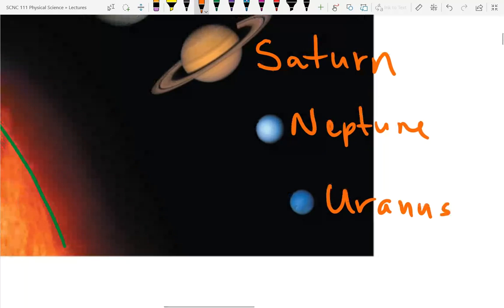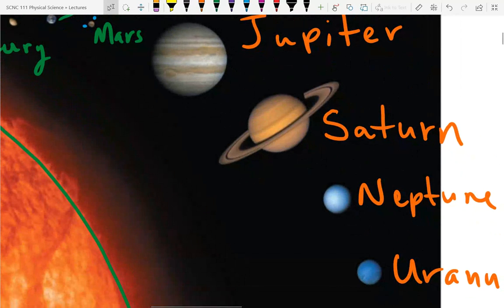These here are all much bigger than the terrestrial planets. These ones are called the Jovian planets, named after Jupiter, or the gassy planets. You can actually subdivide them. The first 2, Jupiter and Saturn, are called the gas giants, and Neptune and Uranus are the ice giants. There are some differences in them. You can tell differences in them.